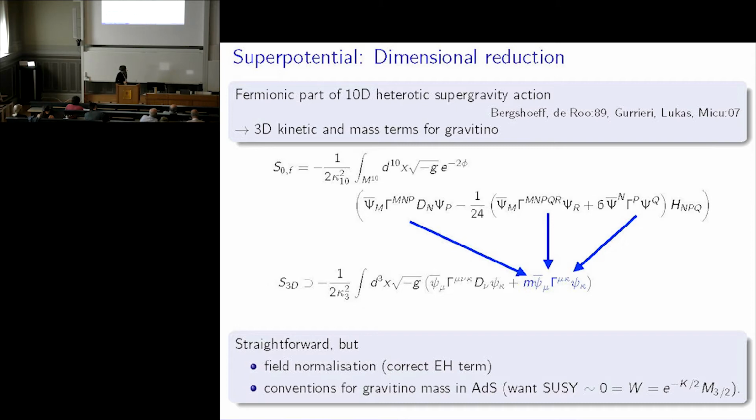So what we need to do now is to perform this integral and identify what this term is in the 3-dimensional Lagrangian. This is rather straightforward, but what one needs to do is to make sure that the field normalization is correct, so that in the 3-dimensional theory, the Einstein-Hilbert term has the right form. And then one has to decide on which conventions to use for the gravitino mass in anti-de Sitter spaces, because these reductions can lead to 3-dimensional theories with either zero or a non-zero cosmological constant. And if we have a non-zero cosmological constant, this would be negative, and we have AdS. There are two conventions that one can use for the definition of the gravitino mass, and I will choose the convention where supersymmetry implies that the gravitino mass and hence the superpotential vanish.